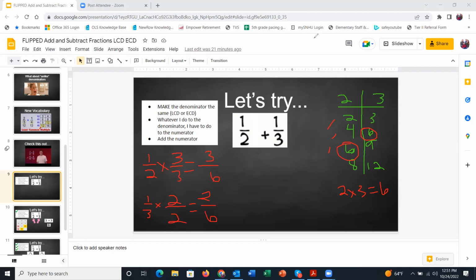So as we write that back out again, I like to always do my fractions side by side like that because it just makes it easier. So 3/6 plus 2/6 equals what? What does that come out to, friends? You got it. 5/6. Excellent work. Excellent work.